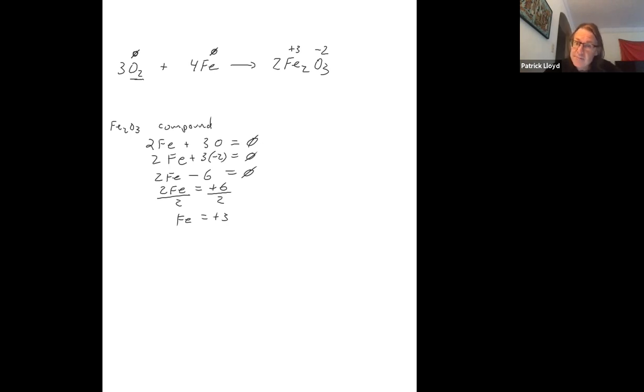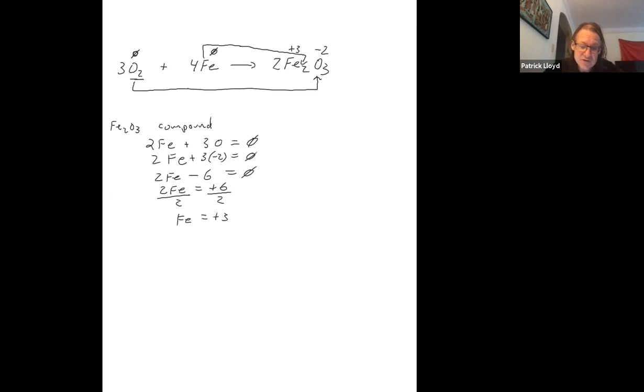Okay, it looks like something happened, right? If you take a look at it, the oxygen went from 0 to -2. So I'm going to draw a little line there, okay? And it also looks like the iron went from 0 to +3. So that's definitely a change. So we would select that this is an oxidation reduction reaction.